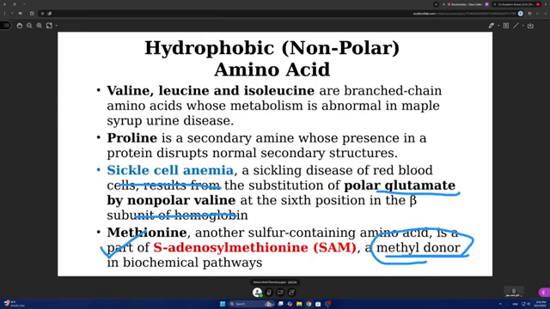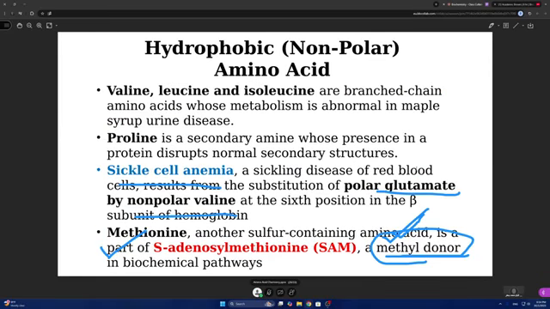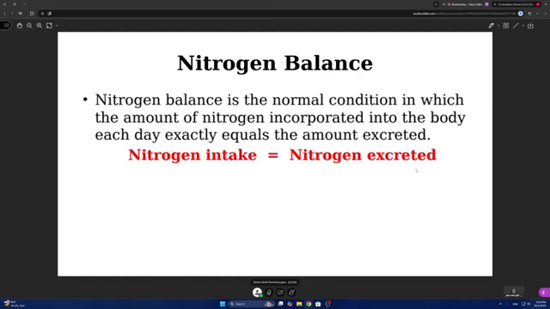Actually, in sickle cell anemia, glutamate is replaced by valine, and methionine is the major methyl donor as an amino acid in the body. This first point we already discussed in the first slide of the classification. And glycosylation, that is addition of carbohydrate, happens at three amino acids: serine and threonine for O-linked, and asparagine for N-linked. Cysteine is responsible for disulfide linkages, the disulfide bond.